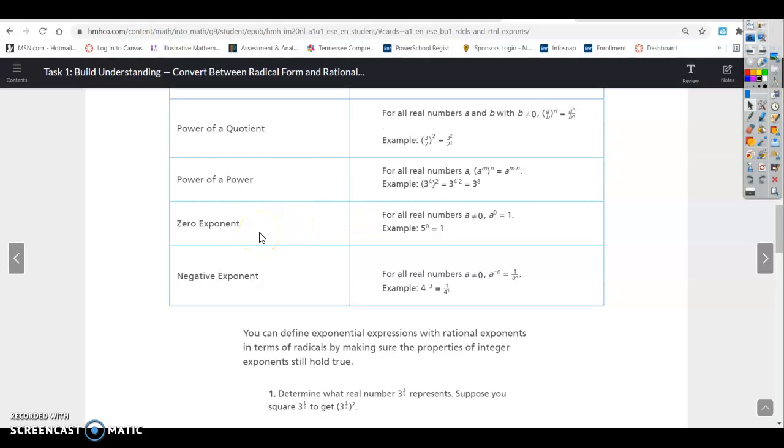All right, zero exponent. This is important and a lot of people forget this one. For all real numbers where a is not equal to 0, anything to the 0 power is 1. Anything to the 0 power is 1, not 0. This is an easy one, but make sure you know that anything to the 0 power is 1. And a negative exponent, for all real numbers a not equal to 0, a raised to the negative n power equals 1 over a to the n power. So it becomes positive when you move it to the denominator.